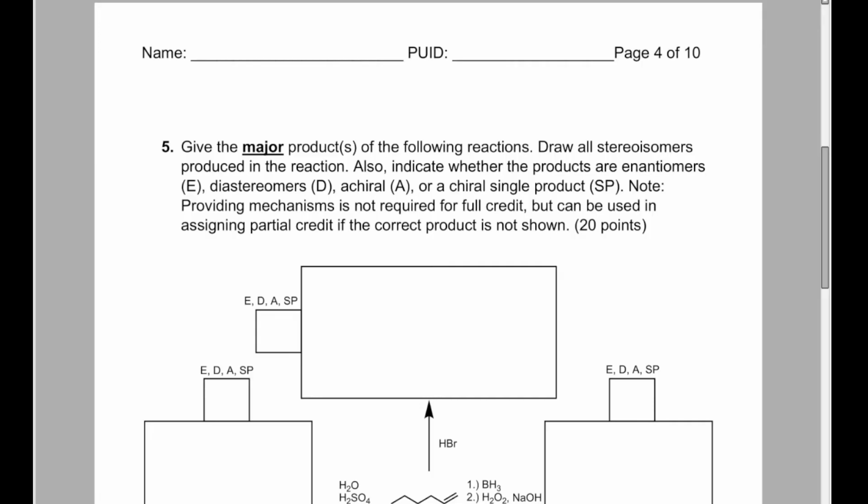5. Give the major products of the following reactions. Draw all stereoisomers produced in the reaction. Also indicate whether the products are enantiomers, E, diastereomers, D, achiral, A, or a chiral single product, SP. Note, providing mechanisms is not required for full credit, but can be used in assigning partial credit if the correct product is not shown.